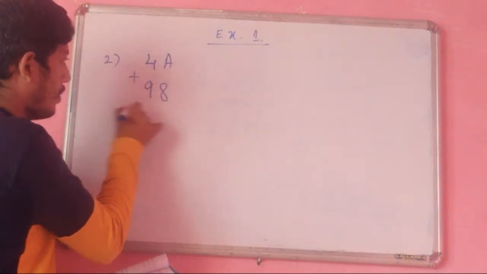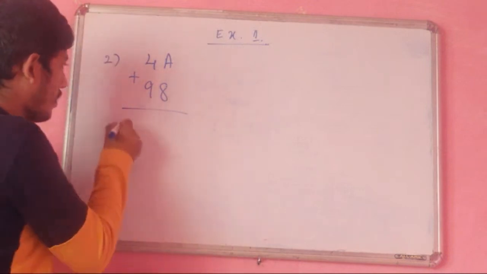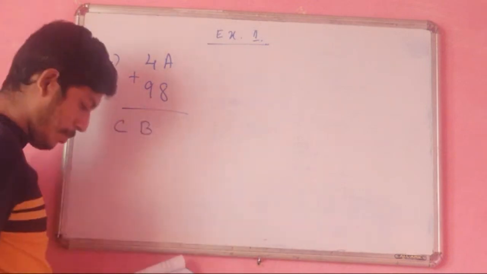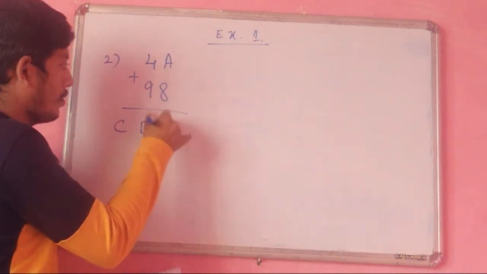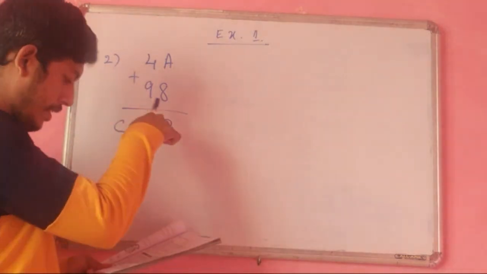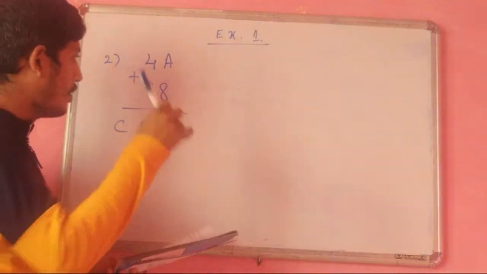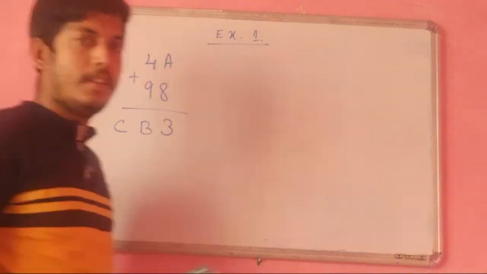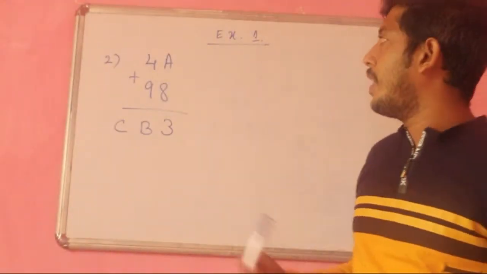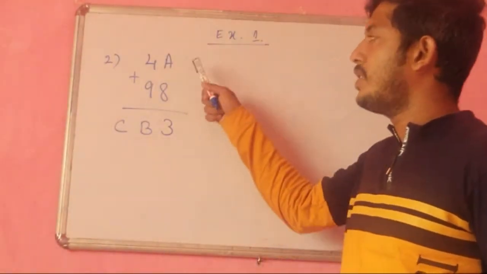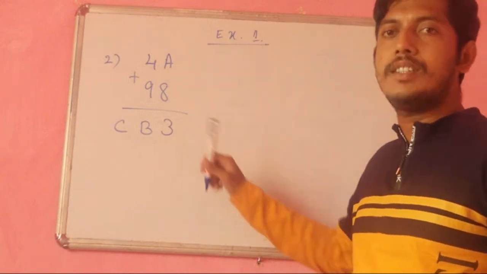4A plus 98, that gives CB3. Just first comment me the value of A now. For A, which number do we have to get the answer as 3?